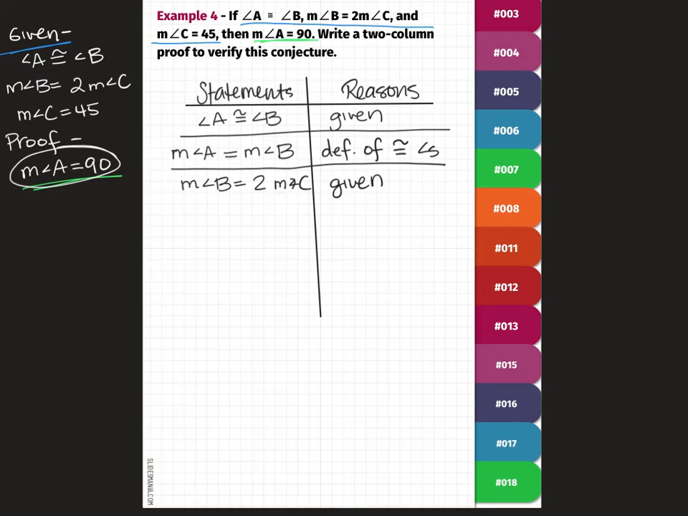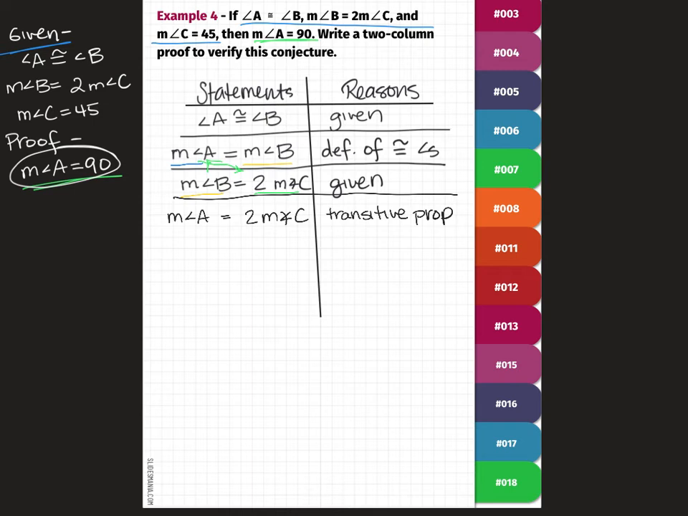And to me, that certainly sounds like one of my properties. So my next sentence is going to be that the measure of angle A is equal to 2 times the measure of angle C. And how do I know that? That is simply by the transitive property. Because look, transitive property says that if A is equal to B and B is equal to C, then A is equal to C. And that's what we have here, our transitive property. So now I know that the measure of angle A is equal to 2 times the measure of angle C.